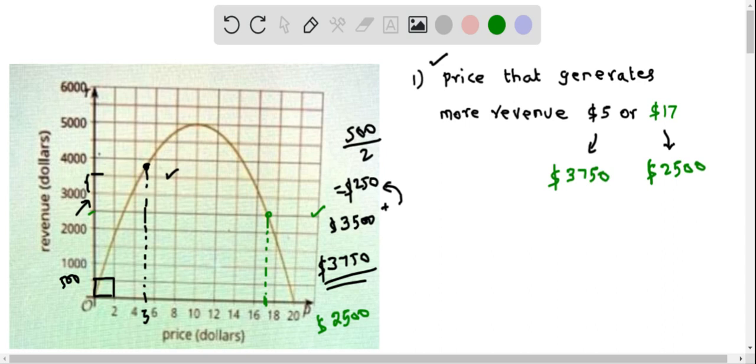Clearly, 3,750 is greater than 2,700. I'm sorry, 2,500. So therefore, we say that when the price is $5, the revenue is more.